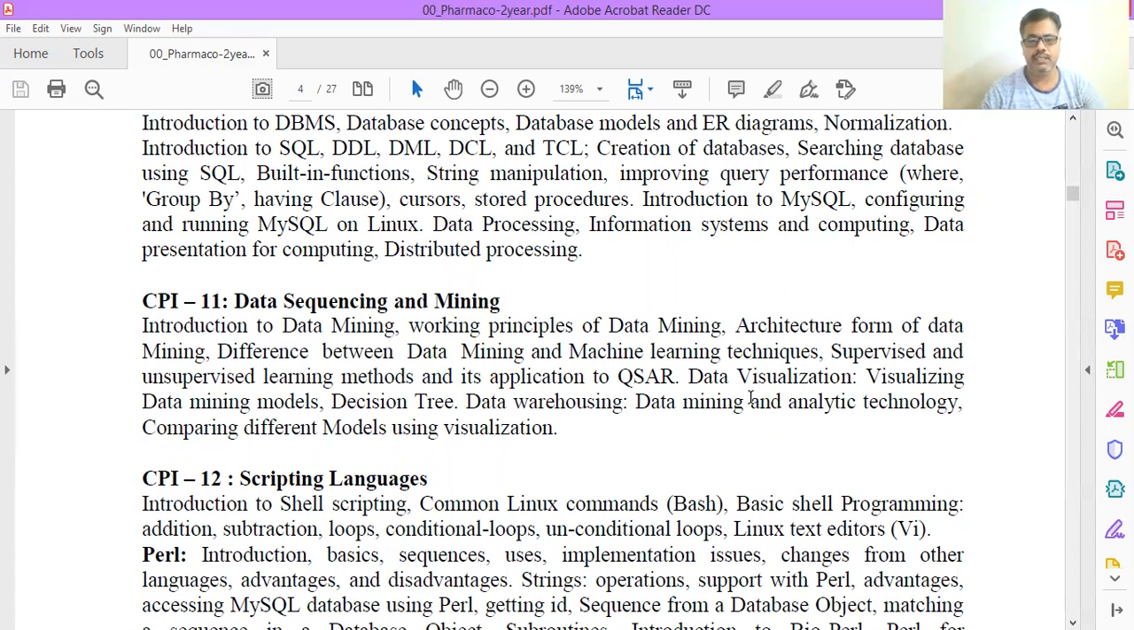And the last one in this topic is data warehousing. Generally, a warehouse means a large amount of information, where large amounts of databases are stored in a specific area, and that is called a warehouse. So how to mine in that area, what the different analytic technologies are, and the comparison of different models using visualization techniques, all come under the data sequencing and mining area, data mining area, right?